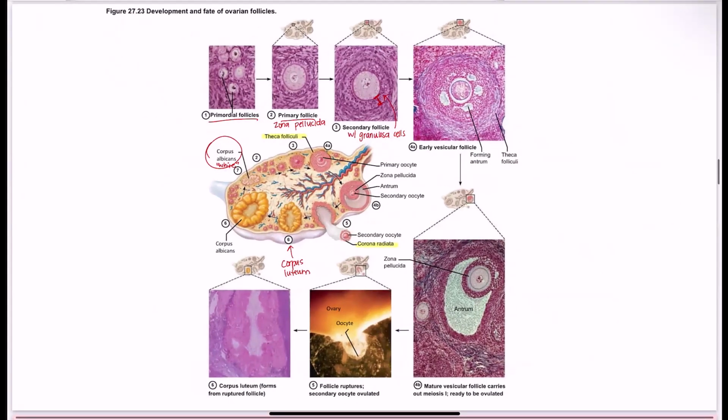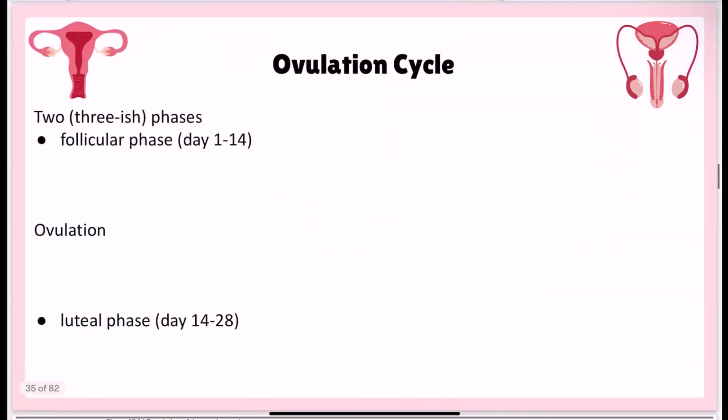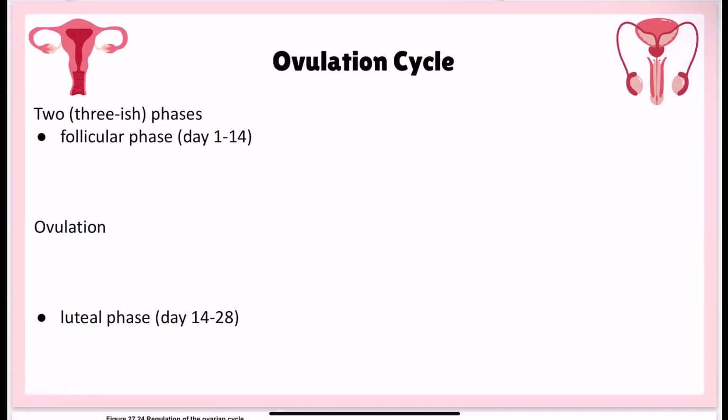So, what's guiding all of this? What's guiding ovulation? And ovulation can be described as a cycle. Our text says it's two phases. I argue it's three-ish. First phase of the ovulation cycle is the follicular phase. This is day 1 to 14-ish, because the ovulation cycle is about 28 days long. For each person, this is different. It can be a little bit shorter, a little bit longer, but on average, 28 days.